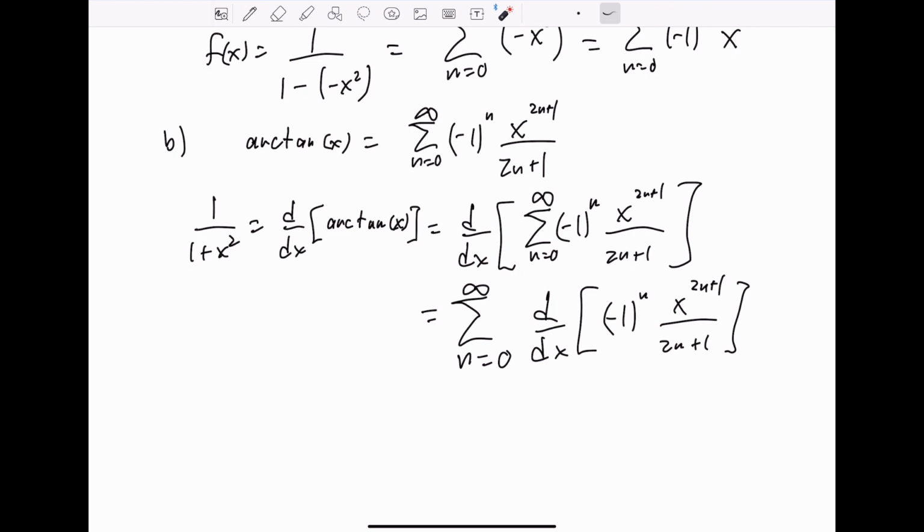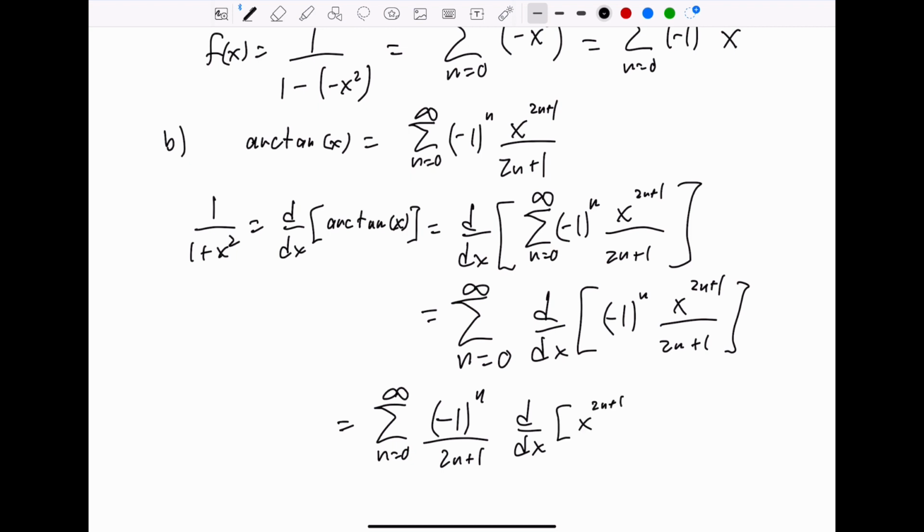And negative 1 to the n and 2n plus 1, those are constants with respect to x. And since they're constants, they can just hop out in front of the derivative. So we can write this as the summation from 0 to infinity. We bring these expressions out in front of the derivative. Negative 1 to the n divided by 2n plus 1. And we're left with the derivative of whatever's left. And whatever's left is x raised to the 2n plus 1 power. So we have the derivative of x to the 2n plus 1.